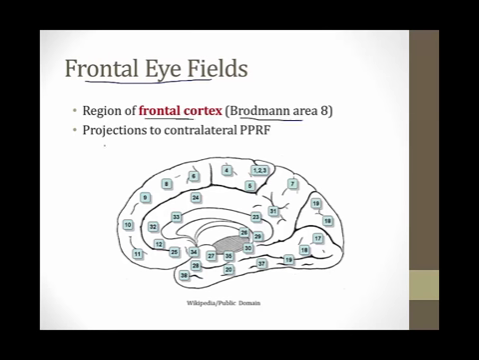Shown on the screen is a map of the Brodmann areas of the brain. Area 8 is here in the frontal cortex, and it contains projections that go to the contralateral PPRF and are important for coordinating horizontal gaze.